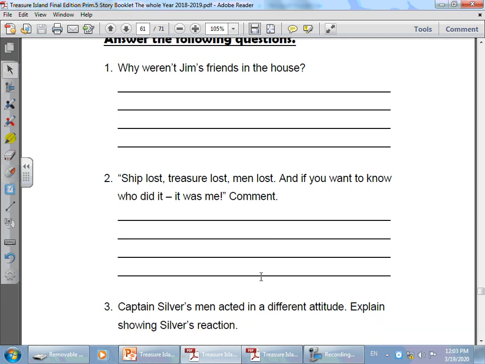Number 2. Ship lost, treasure lost, men lost. And if you want to know who did it, it was me. Comment. Comment means who said it, to whom, in which place, and what happened. Super. Jim Hawkins said to Silver, by the stockade, when Silver asked Jim to join them. Very good.